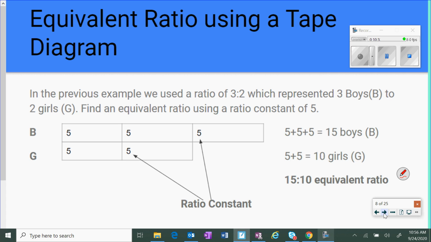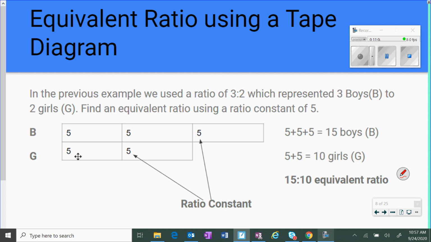Okay, so if we now look at our tape diagram with our ratio constant put in, where did we actually reduce to get the simplest form? What number did we start with? This is kind of like looking at the equivalent ratios where we're saying, here's the bigger one we actually started with. Okay, so we put a 5 in. So if I have 3 boxes of 5, how many boys is that? 15. There we go. 15, makes sense, right? If I have 2 boxes of 5 for the girls, how many girls is that? 10. Makes sense, doesn't it?